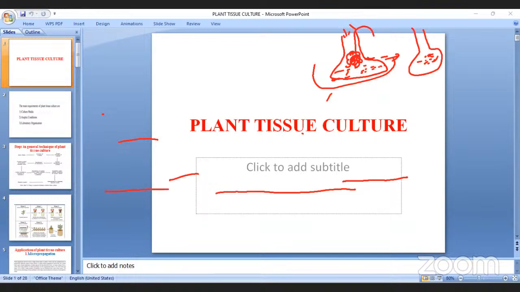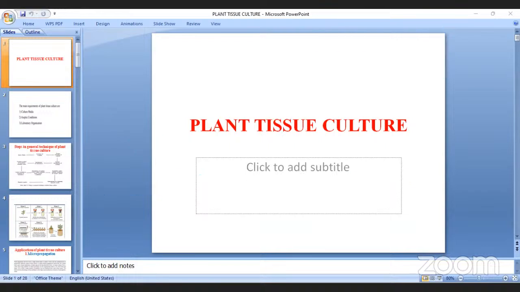However, you can avoid this phase by providing fresh medium. That means, as I already told you, when growth is retarded, you add fresh medium again, continuously at regular intervals. So this is about batch culture. The next one, continuous culture. Let's see continuous culture.